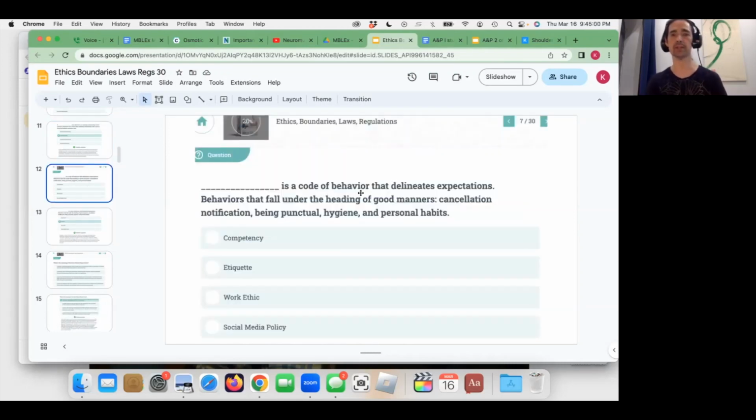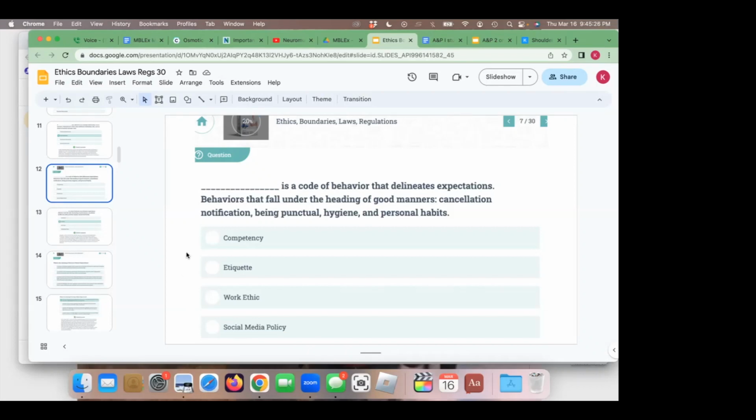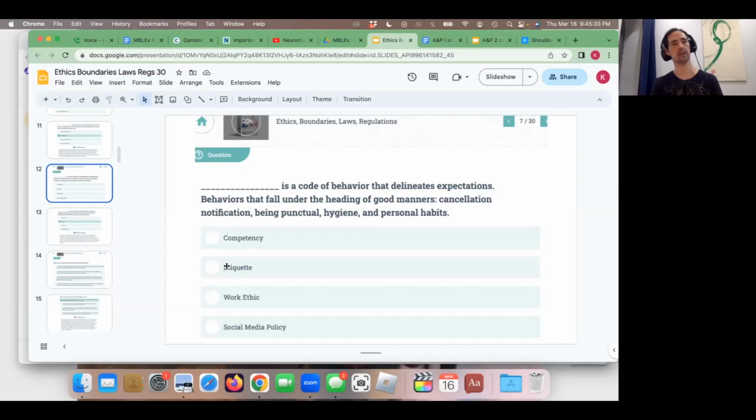Okay. Blank is a code of behavior that delineates expectations. Behaviors that fall under the heading of good manners include cancellation notification, being punctual, hygiene, and personal habits. Blank is a code of behavior that delineates expectations. We just learned about that. So is that competency, etiquette, work ethic, or social media policy? Oh, it's a different phrase here. It is B. Oh, it is B. Okay.